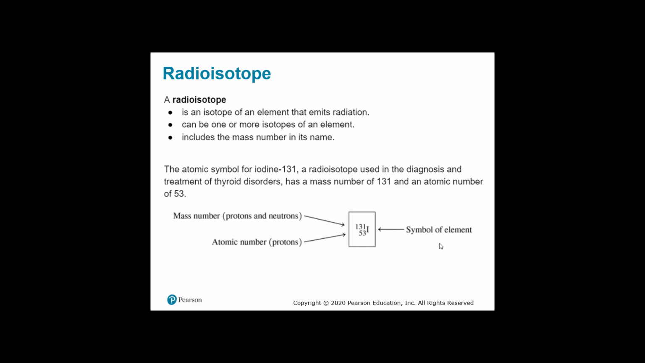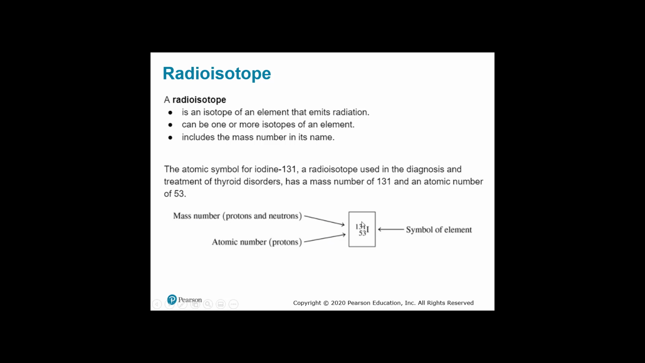So radioisotope. You have already learned about isotopes in another chemistry, but we're going to look at radioisotopes. So what is a radioisotope? Simple. It's an isotope that emits radiation, and it can be one or more isotopes of an element. And it includes the mass number. That's how you know you're dealing with an isotope in the first place, when you have the mass attached to it. But you also have a formula here so we can see what this is.